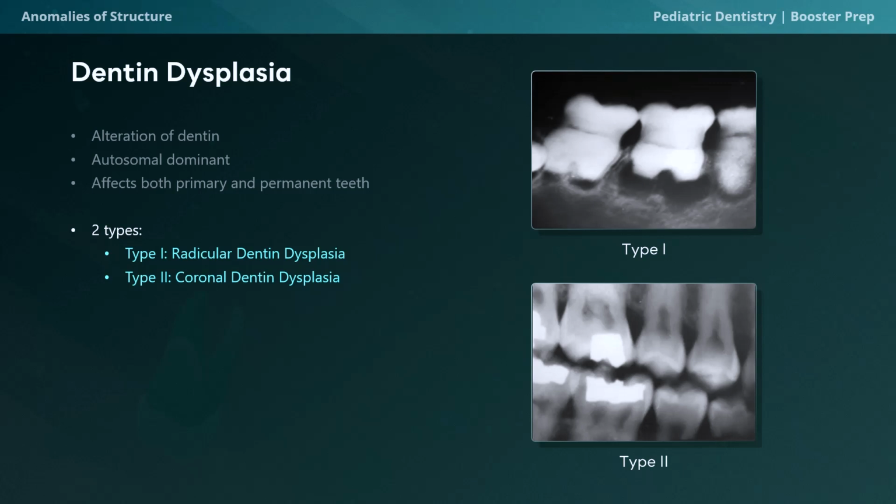So let's move on to type 2. Type 2 is coronal dentin dysplasia, which affects the coronal dentin and is clinically determined by its thistle-shaped pulps, bulbous crowns, and thin roots. It can also be considered a form of dentinogenesis imperfecta. Treatment options for these conditions are limited, as these teeth are not well suited for proper restorations.